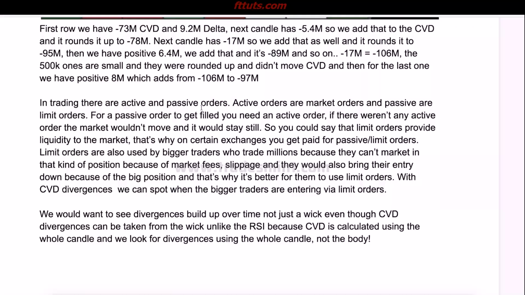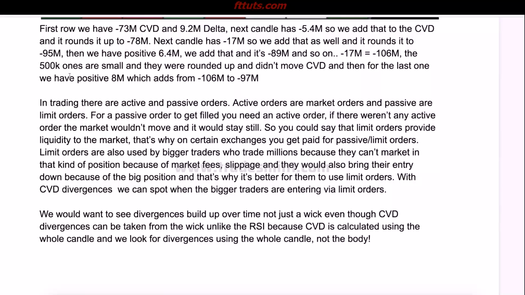Now, we can look at this as saying the limit orders are providing liquidity to the market, and that's why Bybit used to give you a rebate if you had a limit order. Limit orders are used by larger traders most of the time, who are trading with millions of dollars, because they can't market in that large of a position. First of all, there will be market fees. Second of all, there will be slippage, so they won't really be able to get the entry that they want.